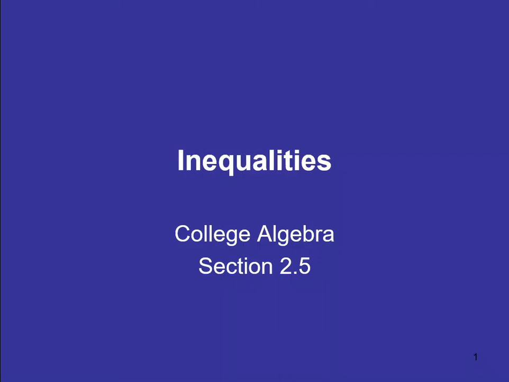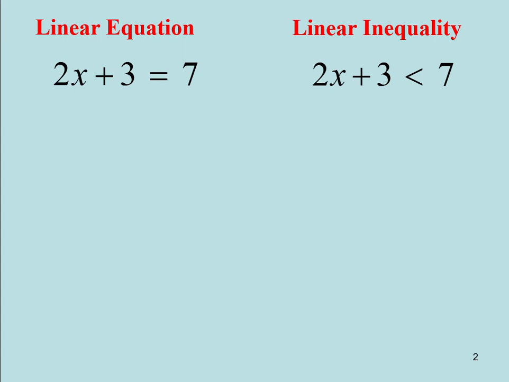In Section 5, we're solving inequalities, and solving inequalities is a lot like solving equations. Here's a linear equation on the left and a linear inequality on the right. They're exactly the same except for the signs. This is an equals, this is a less than, and the steps for solving them are exactly the same.